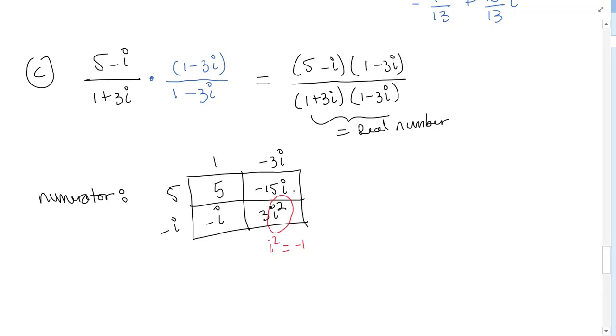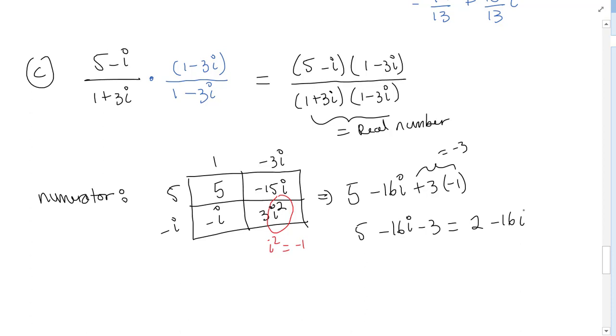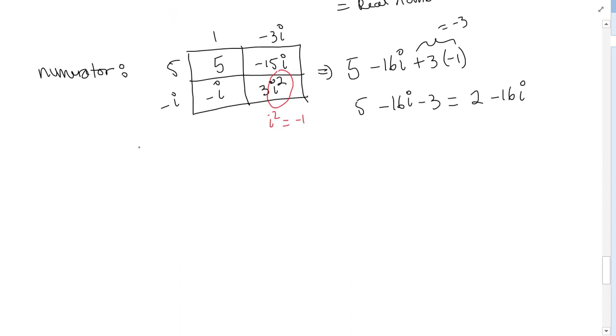So when I put it all together, we're going to have 5, and then combine those like terms: negative 15 minus 1 is negative 16i, and then 3i squared, so plus 3 times negative 1, so that becomes a negative 3. So I have 5 minus 3, which is 2 minus 16i. So that's the numerator. Now let's go to the denominator.